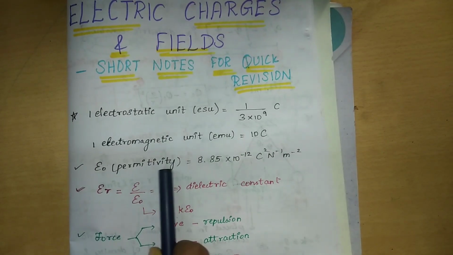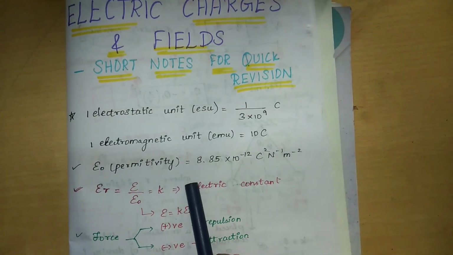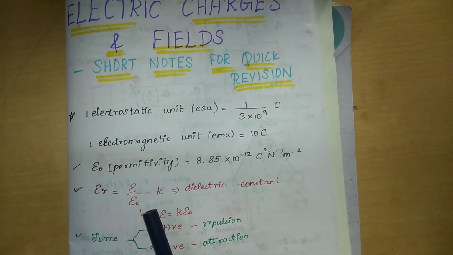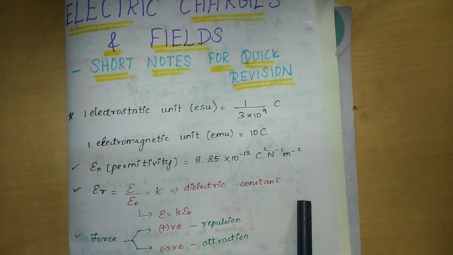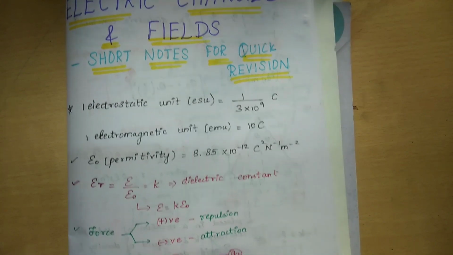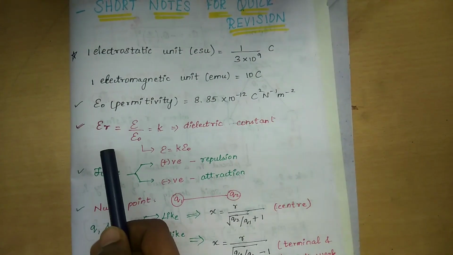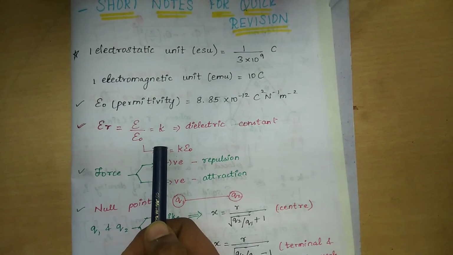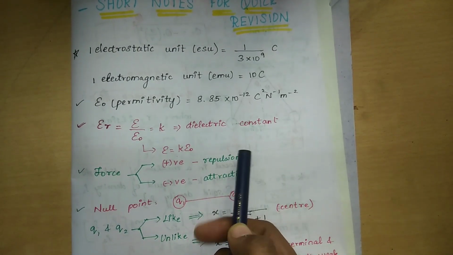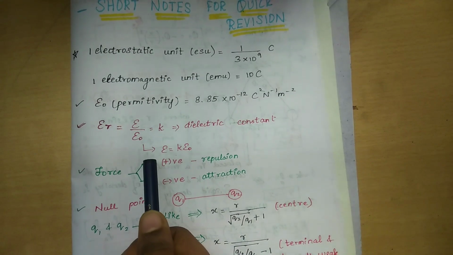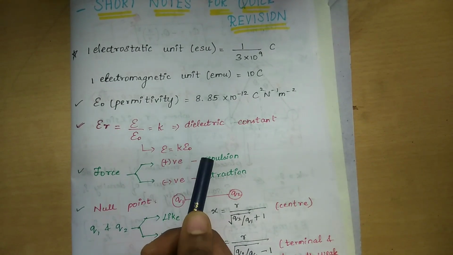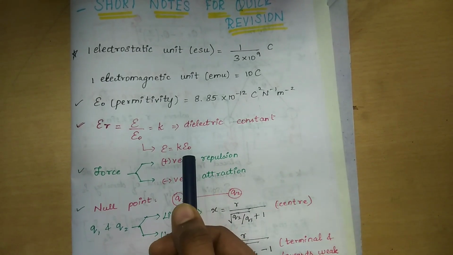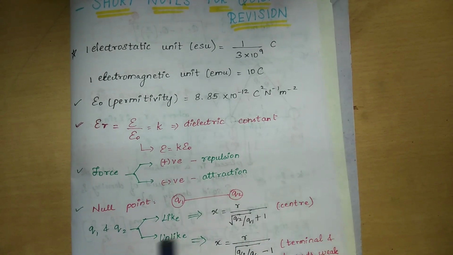Then permittivity epsilon naught, its value is 8.85 into 10 power minus 12 coulomb square Newton inverse meter power minus 2. Then relative permittivity is equal to epsilon divided by epsilon naught equal to K, which is the dielectric constant. We can also write this equation as epsilon equal to K times epsilon naught, where epsilon naught is the permittivity in air, free space.